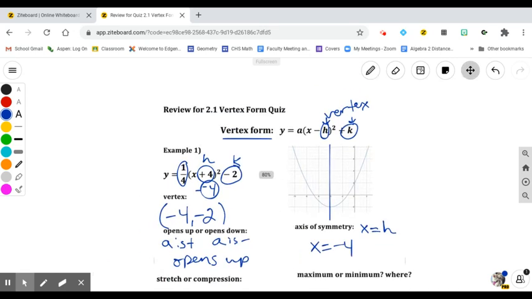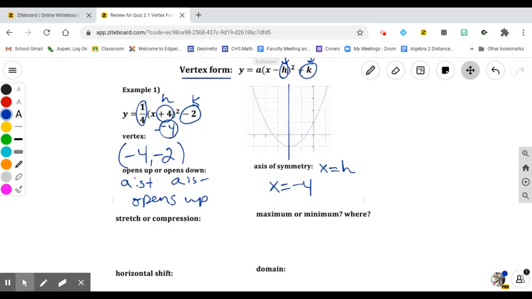Okay, next is stretch or compression. So remember, it's a stretch if a is bigger than 1. It's a compression if a is less than 1 but greater than 0. So let's see, what is a? a is 1/4, so that means it's a compression.